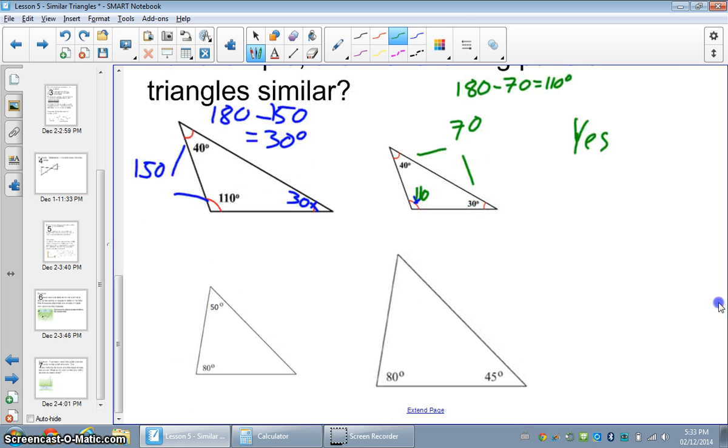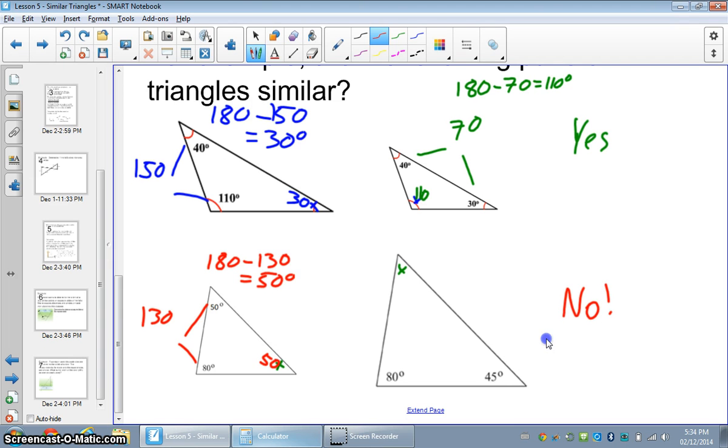How about this one here? Again, we need to find the missing angles, this one here and this one here. Do the same thing. Okay, so we go 50 and 80 is 130. So I go 180 subtract 130, and I get 50 degrees. Okay, so I have 80, 50, and 50. On the other one here, I have 80 and 45. Right away, I can see, okay, I needed this one to be 50, and it's not. So I can say no. These two triangles are not similar.